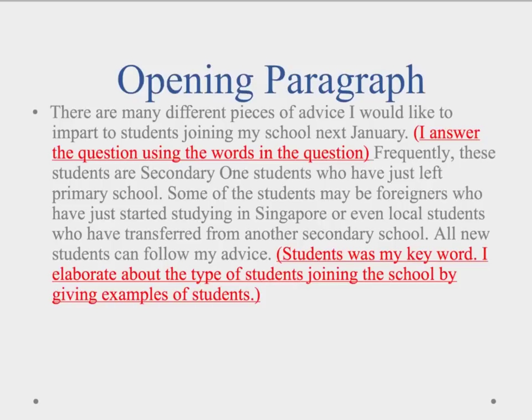Next, I choose to elaborate about students and what kind of students I'm talking about. So I say that frequently these students are secondary 1 students who have just left primary school. Some of the students may be foreigners who have just started studying in Singapore, or even local students who have transferred from another secondary school. And then I proceed to say that these students can follow my advice. So that's all you need to do for paragraph 1.